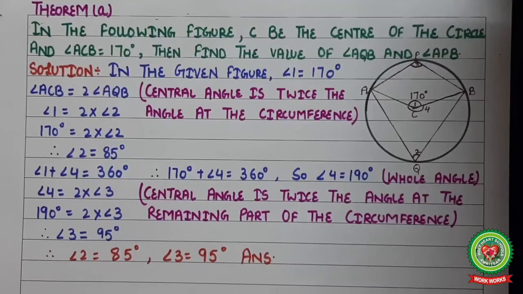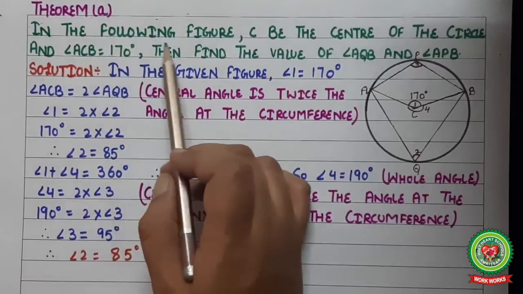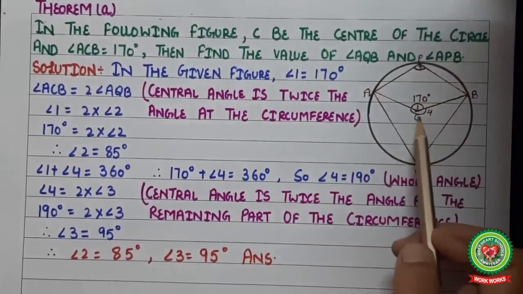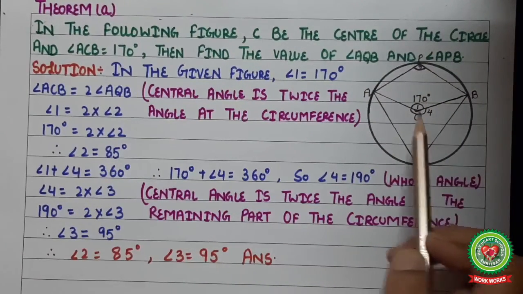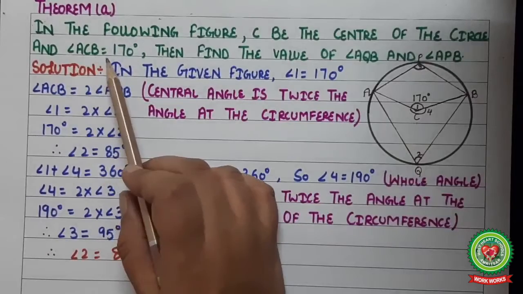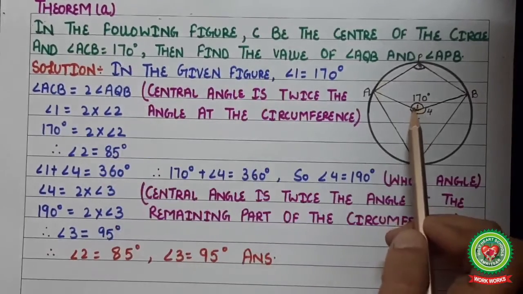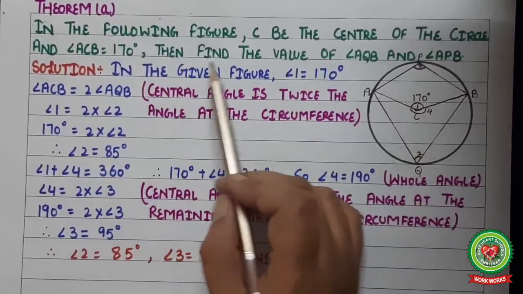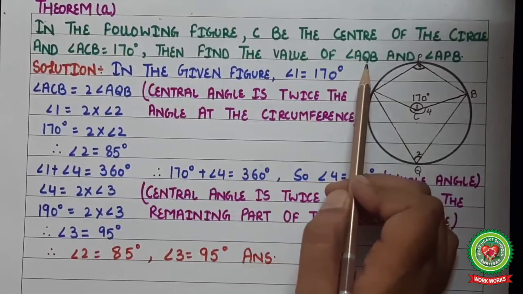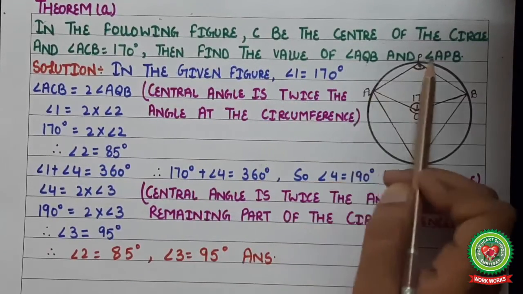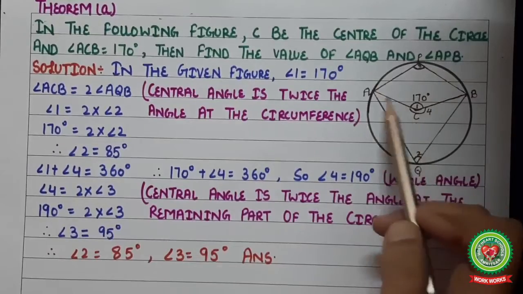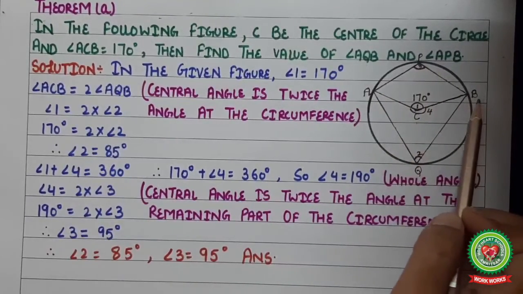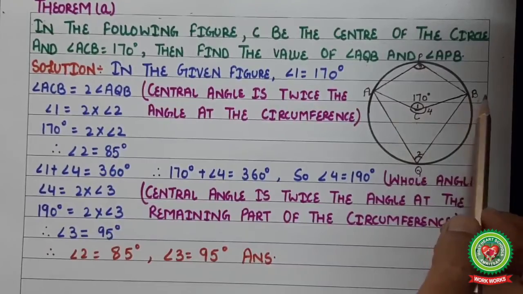Children, see the first question. The statement is: in the following figure, C is the center of the circle, and this angle ACB is equal to 170 degrees. Then find the value of angle AQB and angle APB. APB is this one, AQB is this one. So children, let's start with the solution.